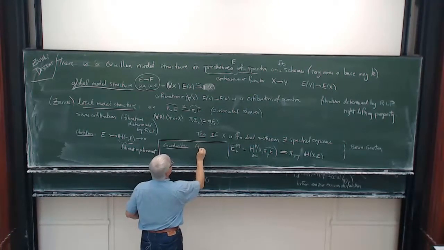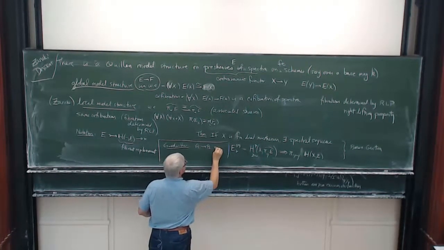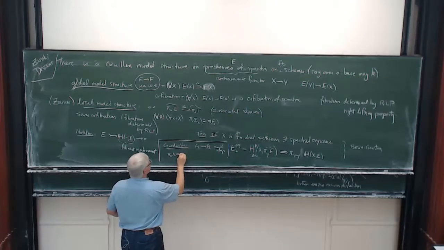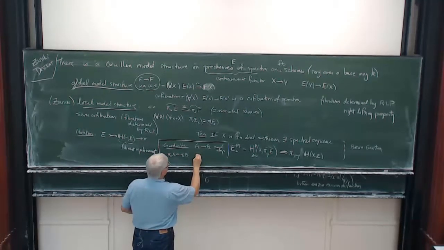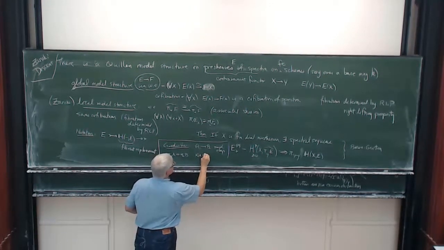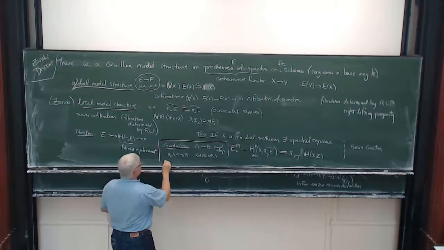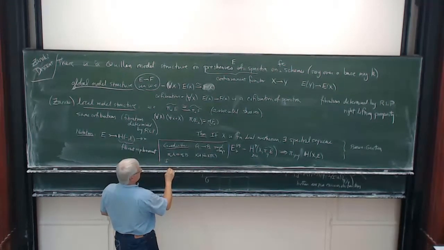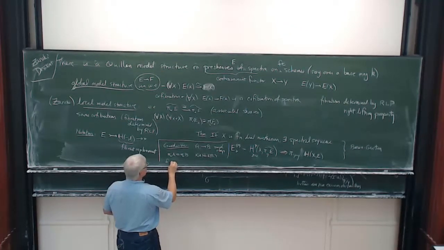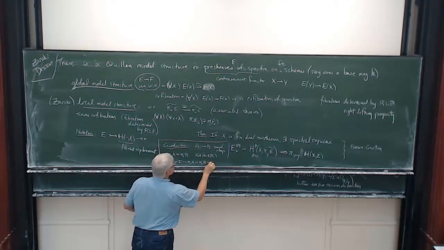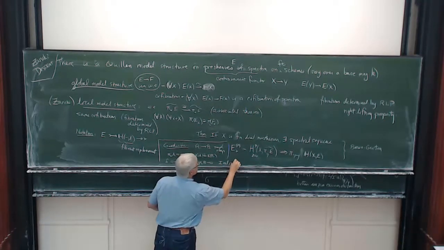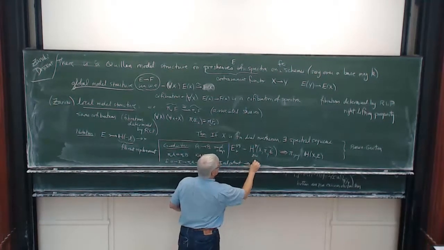Goodwillie proved that if you have a map of simplicial rings A to B, and pi 0 of A is equal to pi 0 of B, then the K-theory of A is isomorphic to the K-theory of B. And if the kernel I of the map from pi 0 of A to pi 0 of B is nilpotent, then you get a connection with cyclic homology.